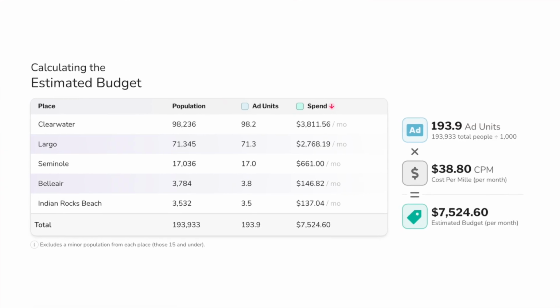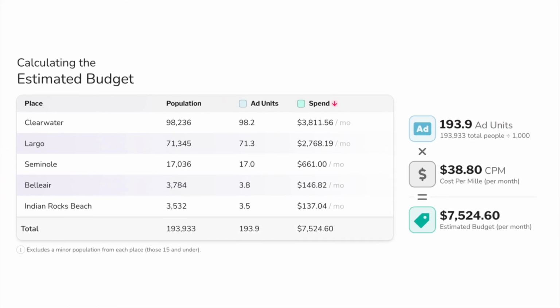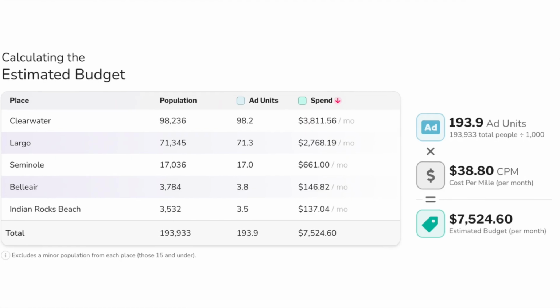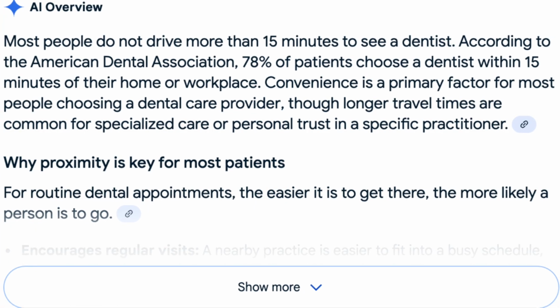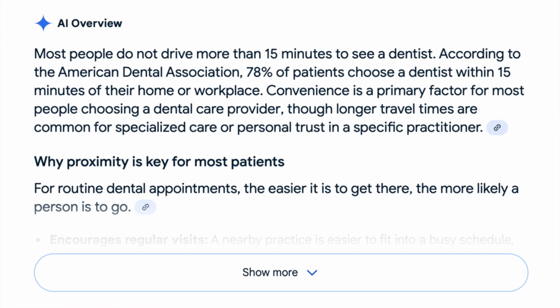that SplashDash recommended directly around their area, which would increase the advertising budget to $7,524 if we wanted to expand. Data shows that most people won't drive more than 15 minutes to go see a dentist, so we kept the advertising tight-knit and we're always swapping out the different creative.